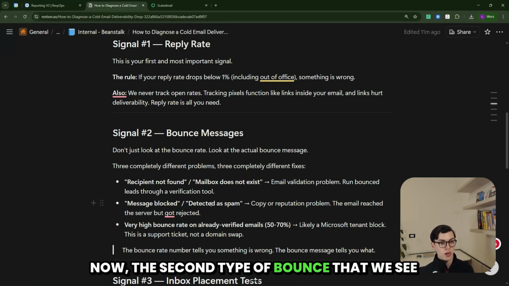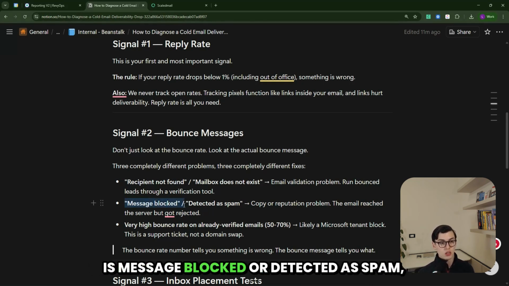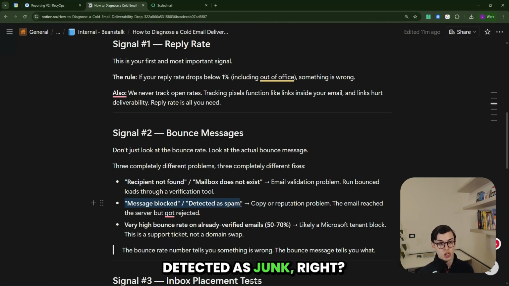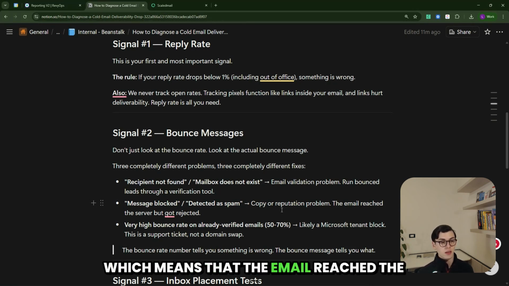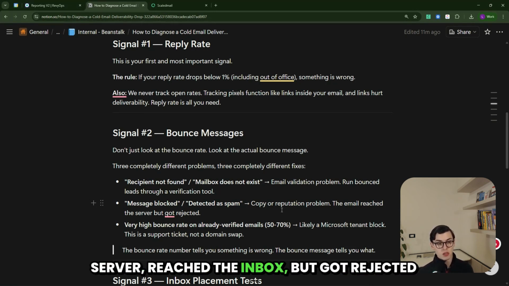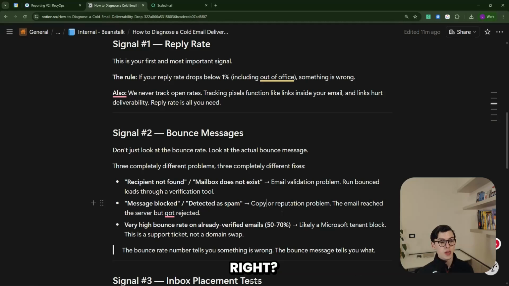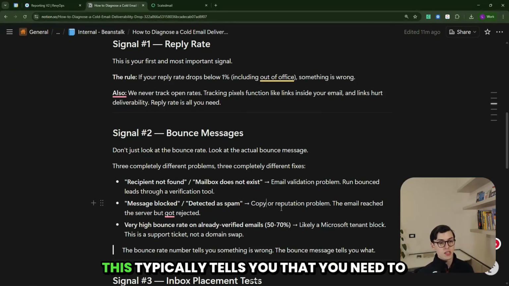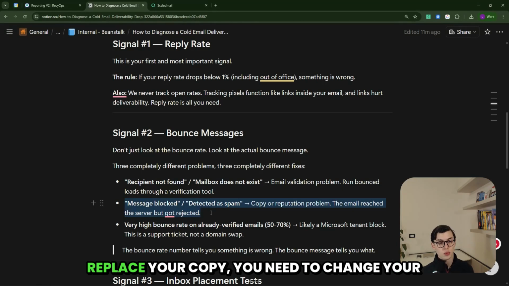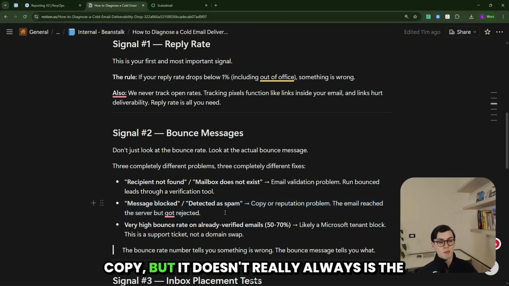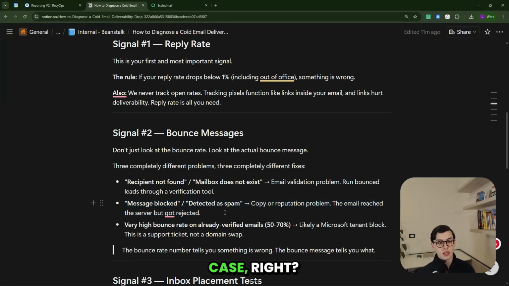Now, the second type of bounce that we see is message blocked or detected as spam, detected as junk. This is usually a copy problem or a reputation problem, which means that the email reached the server, reached the inbox, but got rejected because maybe the copy was fingerprinted, detected as spam or as junk. This typically tells you that you need to change your copy, but it isn't always the case.